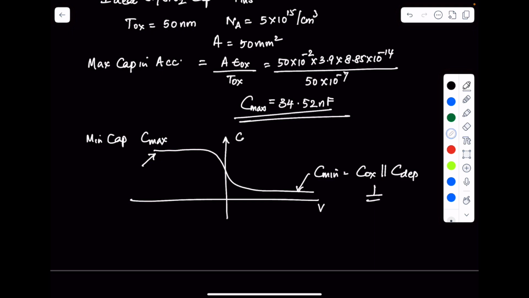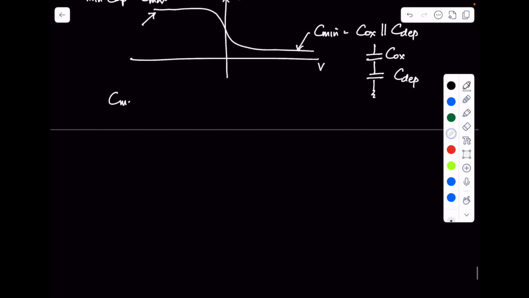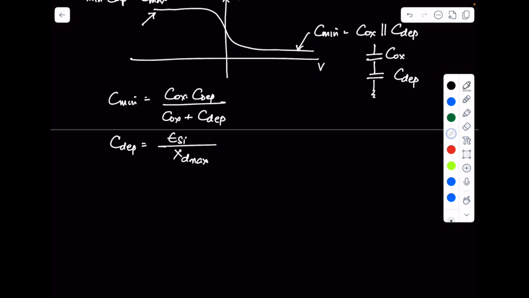So if you think about the equivalent circuit, this is how it looks like. I have a C ox and I have a depletion capacitance because of the doping concentration in the substrate. So I need to first find C depletion, and then I can find out what the C min is. So I can write my C min as C ox into C depletion by C ox plus C depletion. Now C ox is something we calculated. We need to calculate C depletion, right? And C depletion is nothing but epsilon silicon divided by XD max, or the maximum depletion width.